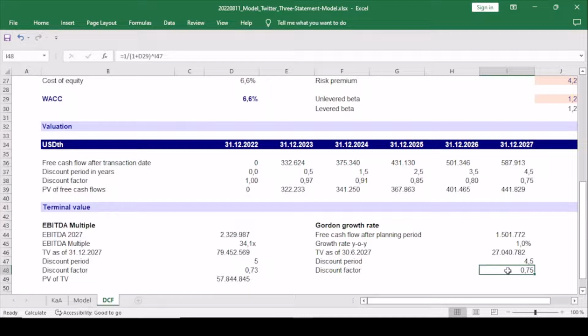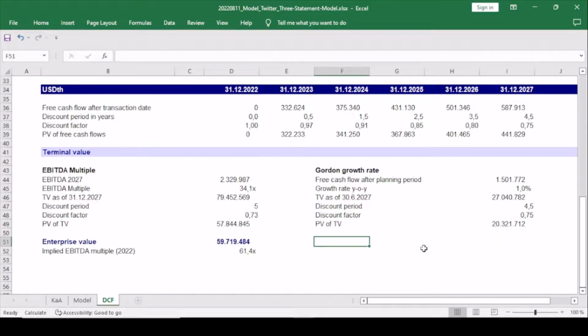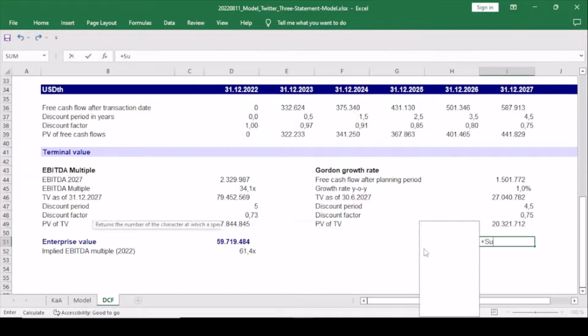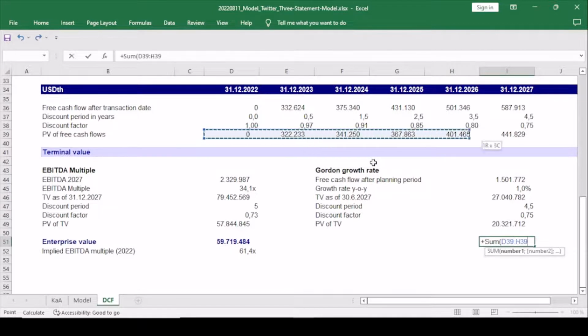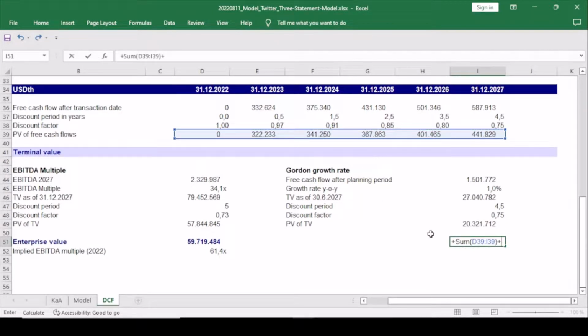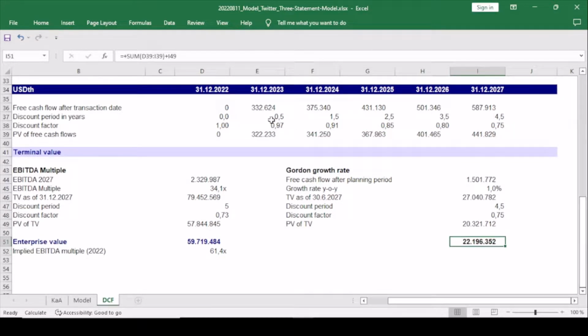So next, as with the EBITDA multiple, we calculate the present value of our terminal value, and again add the sum of the present values of our free cash flows to arrive at our enterprise value, which is also used to calculate an implied EBITDA multiple.